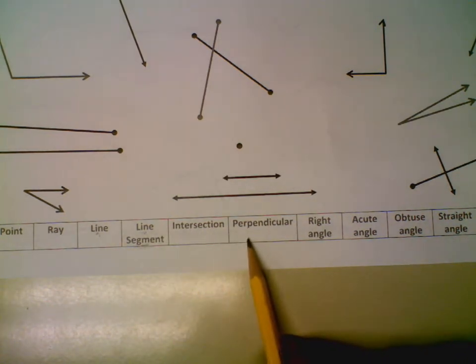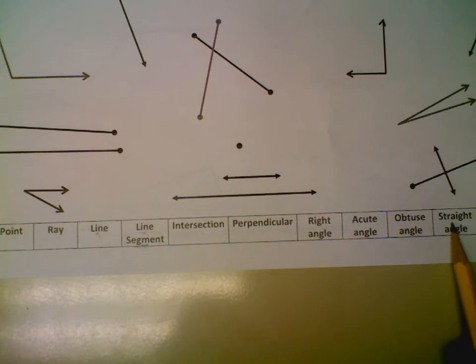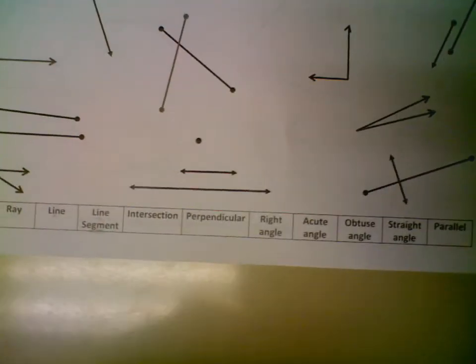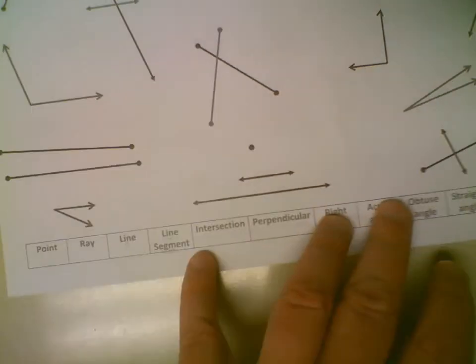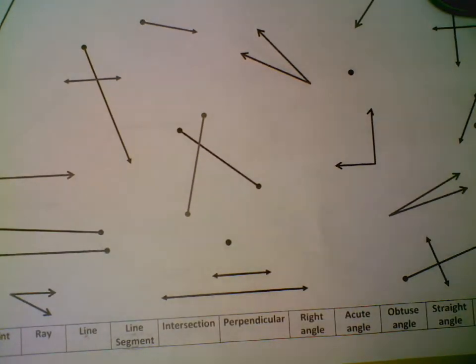Intersection, perpendicular. We got a whole bunch of angles. I bet you've seen them before, right? Acute, obtuse, and straight. And then we've got some parallel lines over on the side. I got so many shapes and figures I can't squeeze them all into my camera here, okay? All right, let's start at the beginning.